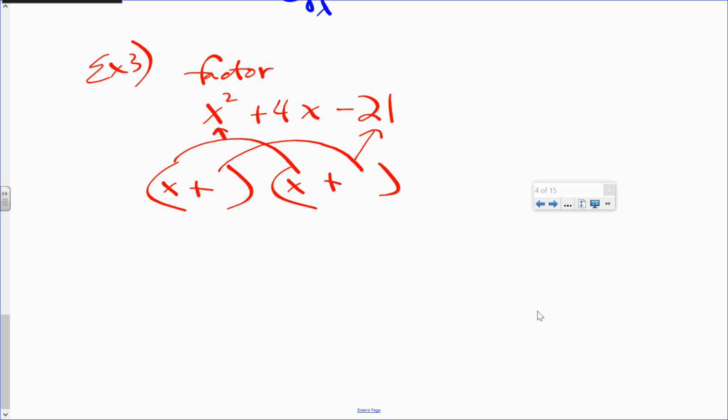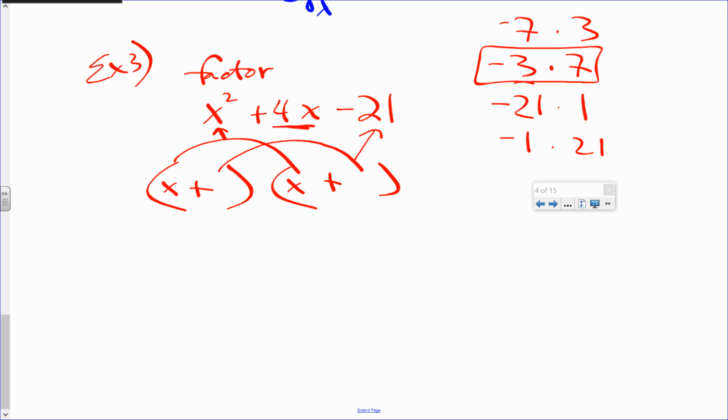Now I need some factors of negative 21. Negative 7 and 3, or negative 3 and 7. Notice, it can go either way. That'll make a difference. And the only other possibility would be negative 21 and 1, or negative 1 and 21. There's no other possibilities there. So, out of those, which ones add up to be positive 4? Negative 3 and a 7. If I add them up, they become positive 4, huh? So I'm going to use negative 3 and a 7.